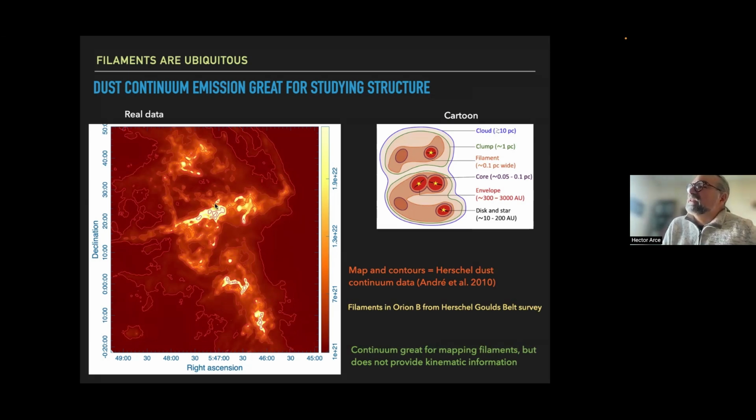Anyways, so this is dust emission. Okay, no, is it? Is it real? Yes, this is dust continuum emission.